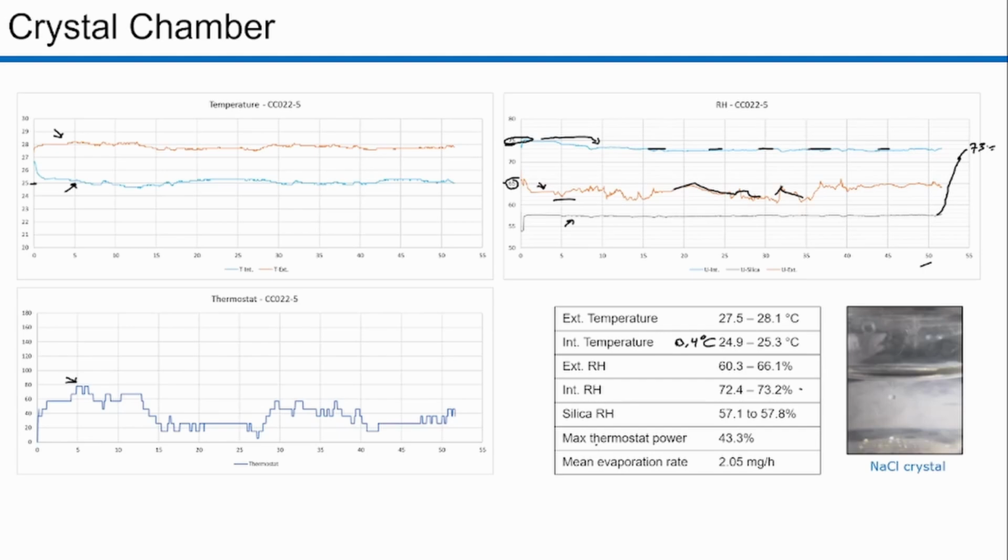Some more information. The thermostat power still has a lot of room, so if environmental temperature goes really up, I still have room for more cooling here. And in this series I got a mean evaporation rate of around 2 milligrams per hour, producing this tiny sodium chloride crystal.